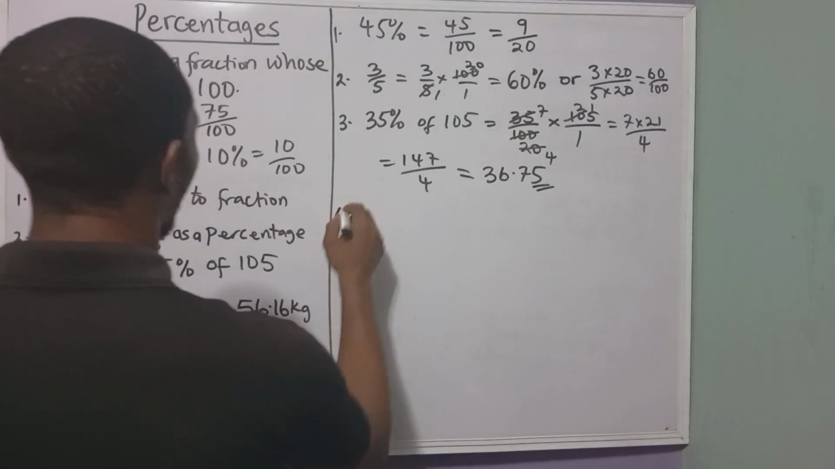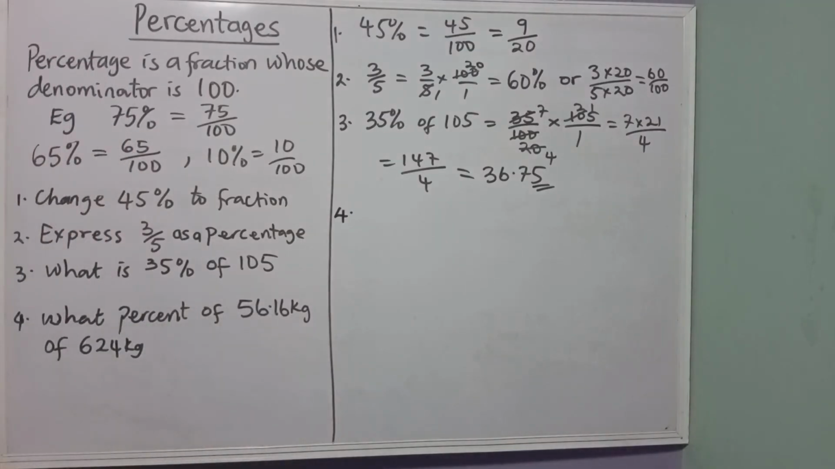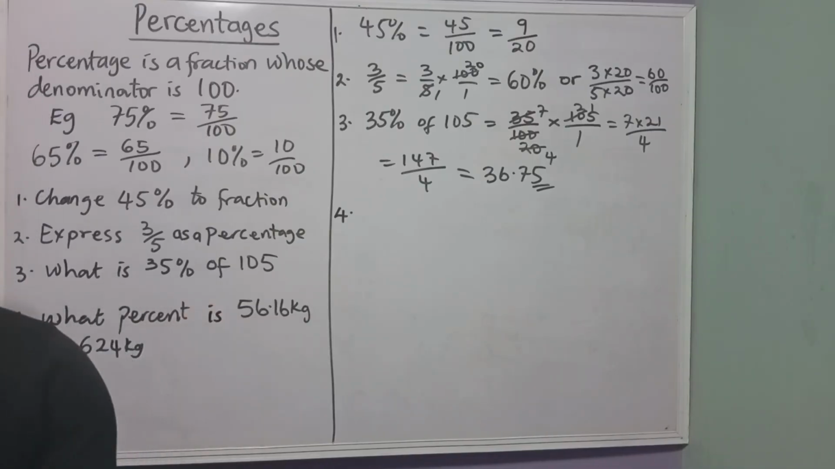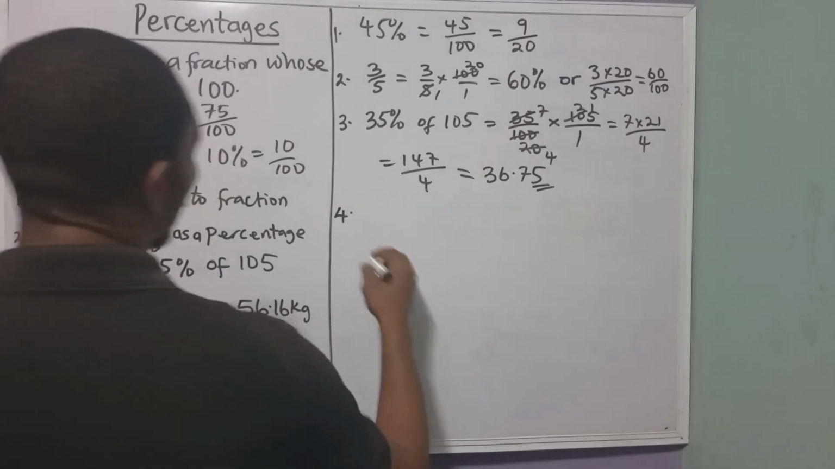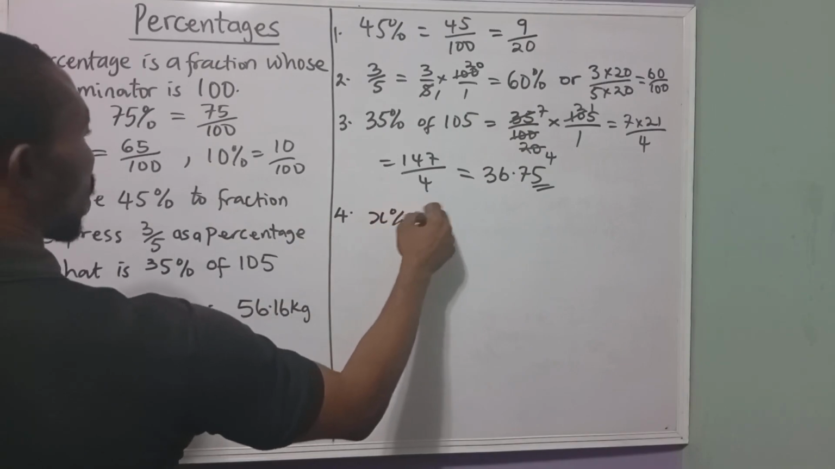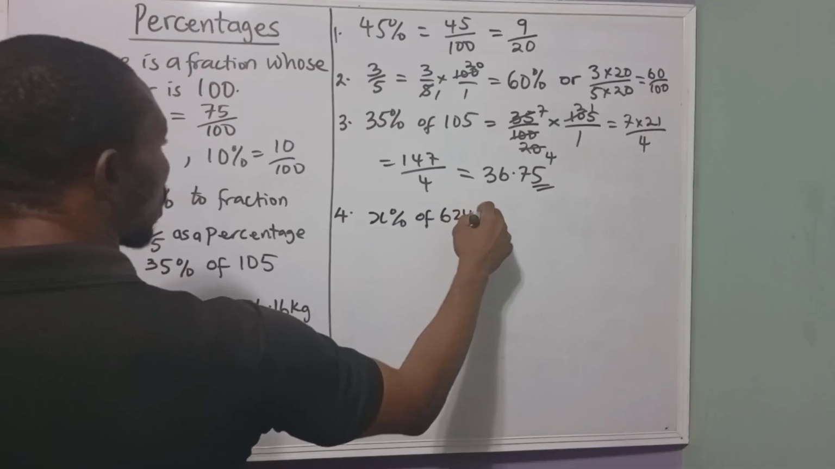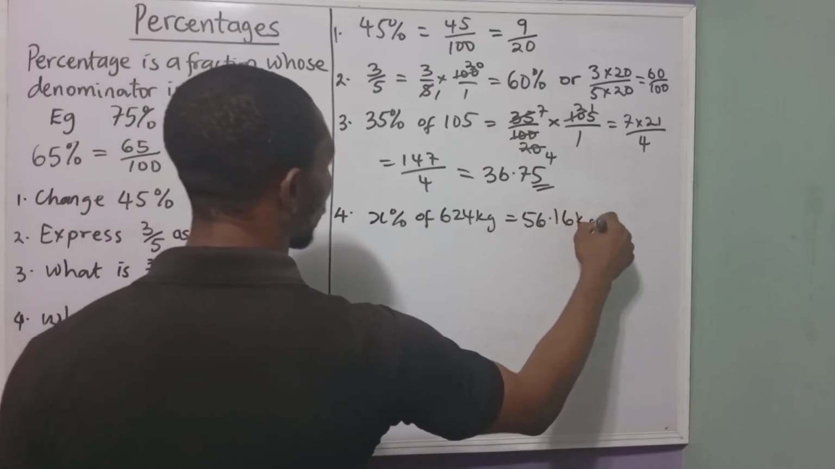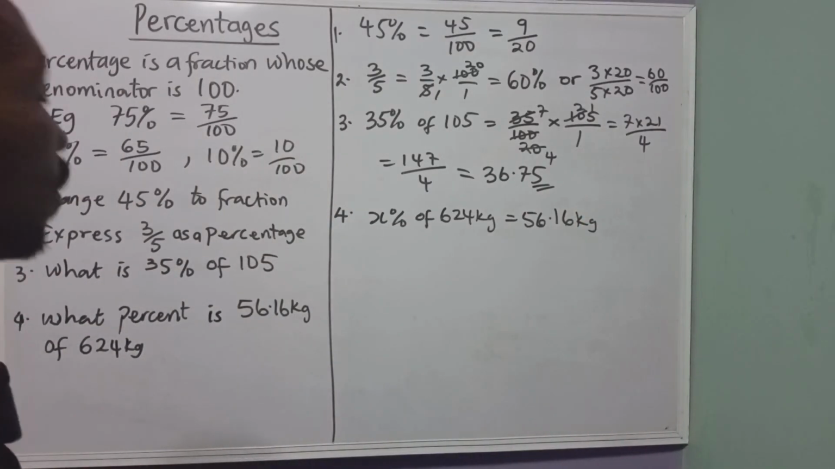Now to the fourth question, it says, what percent is 56.16 kg of 624 kg? So that means, if I'm looking for this, it becomes X percent of 624 kg equals 56.16 kg. That is the interpretation of this.